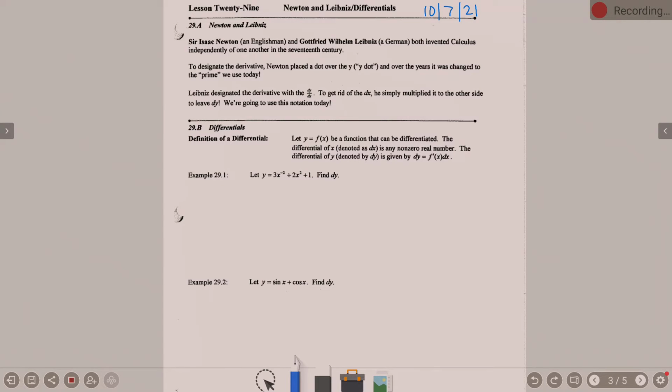Well, let's talk about Newton and, I think, Leibniz is how I usually say it. Don't quote me if that's not the official pronunciation. I can't remember. Leibniz, something like that.